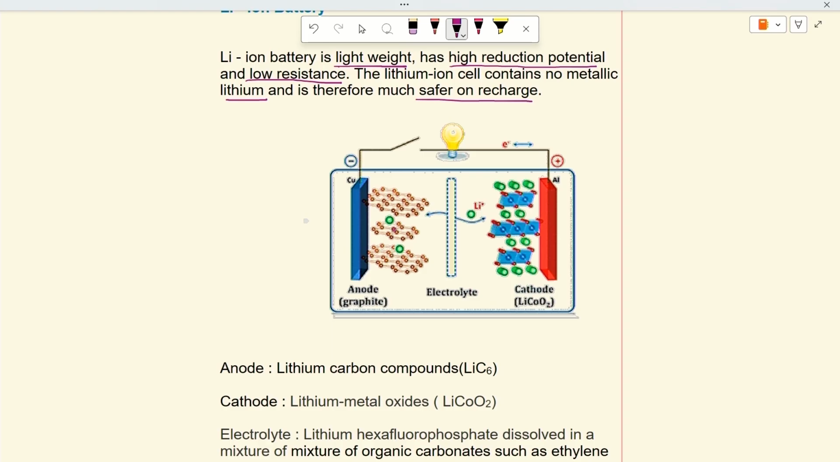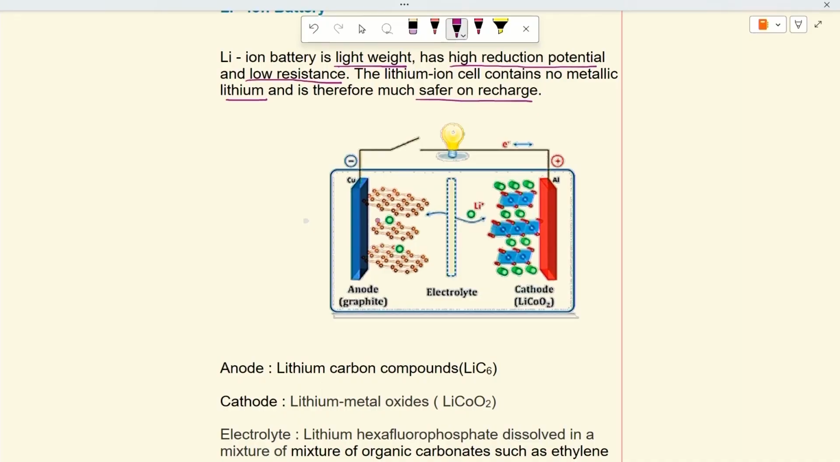Now, what happens is that here the lithium ions will be produced, and these lithium ions go to the cathode and get inside the cathodic material. Okay. This is when the cell is getting discharged, that is, when we are deriving electric current, lithium ions move from the anode to the cathode and get incorporated in the cathodic material.